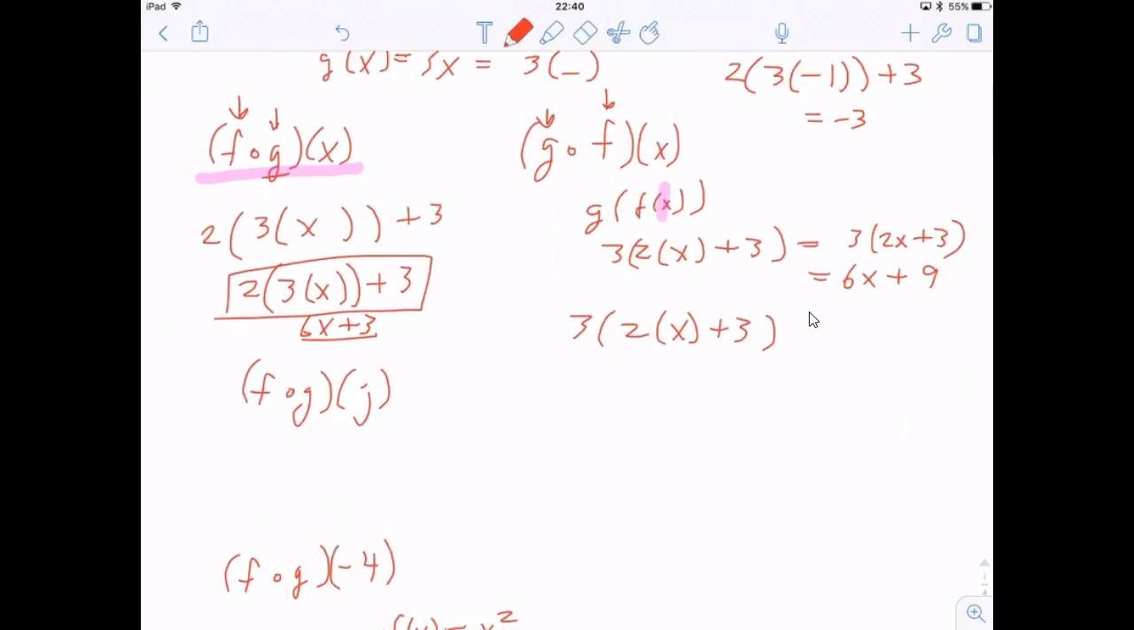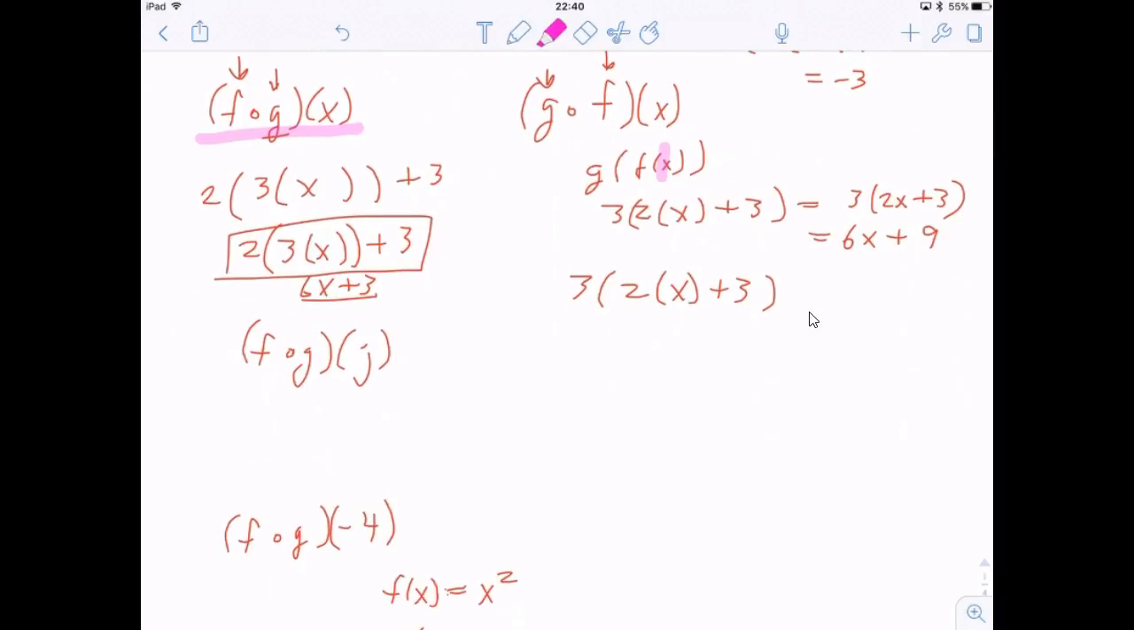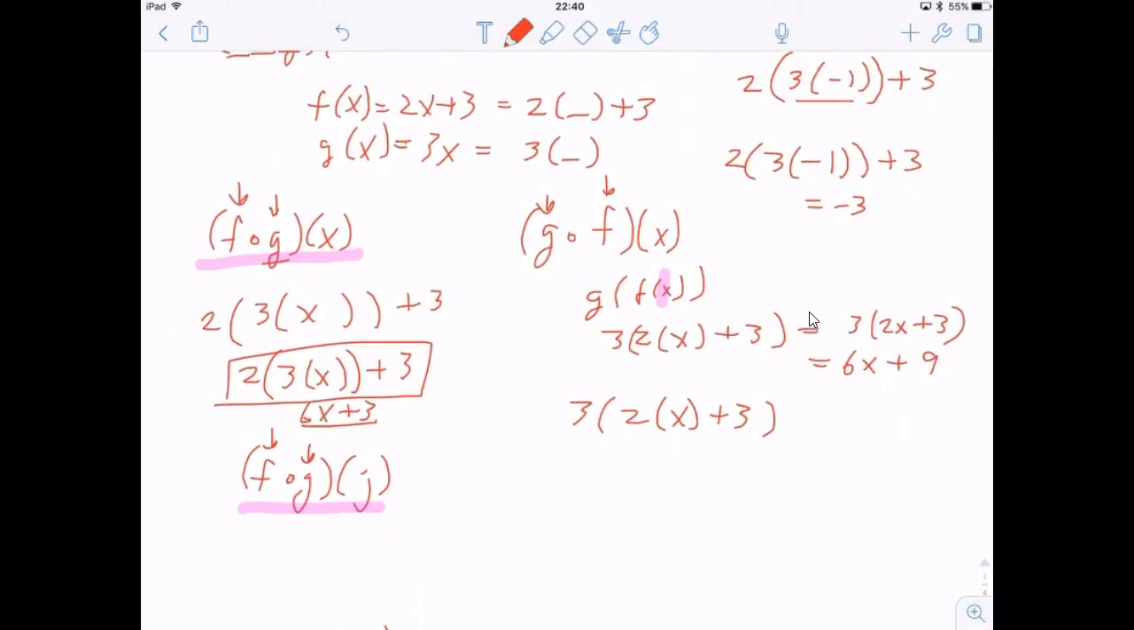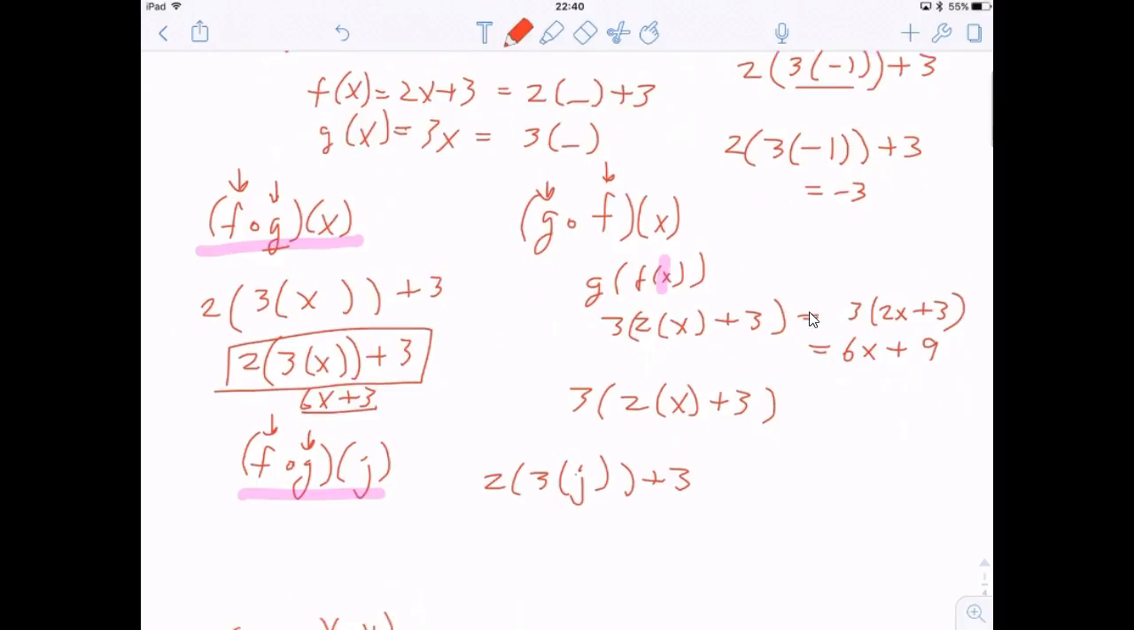All right. What if I have this here? I have basically the same thing, f follows g, but instead of x, I have a j. All you need to do is substitute the j in for the input. That's it. So the f function is on the outside, and the g function is on the inside. The f function, remember, is 2 input plus 3. The g function, which goes on the inside, is 3 input j. Okay, so instead of x, I put in j.